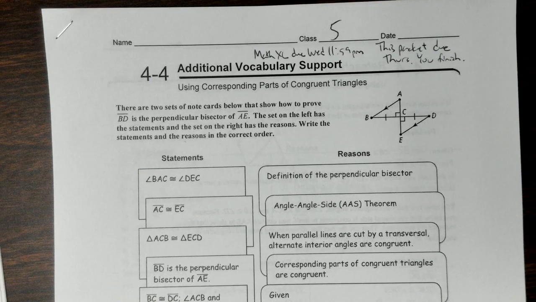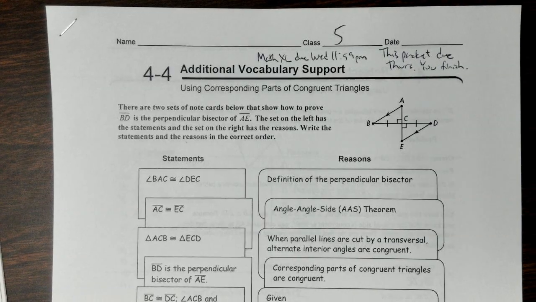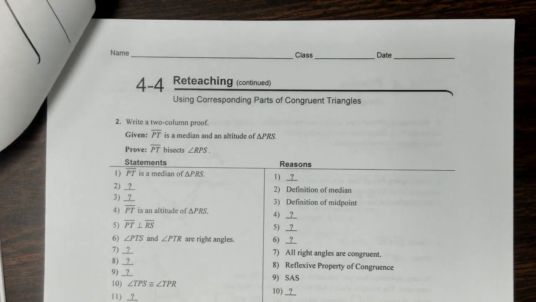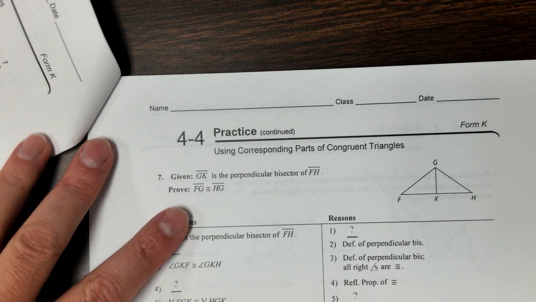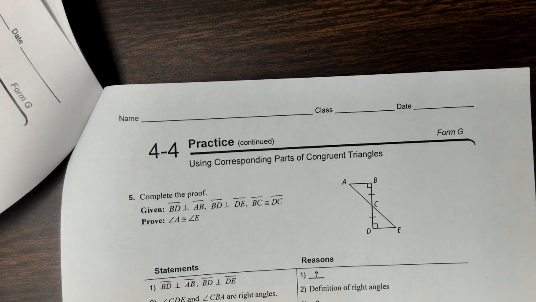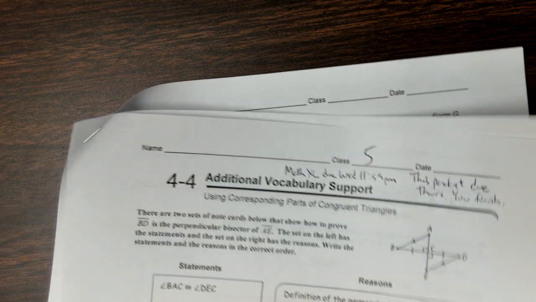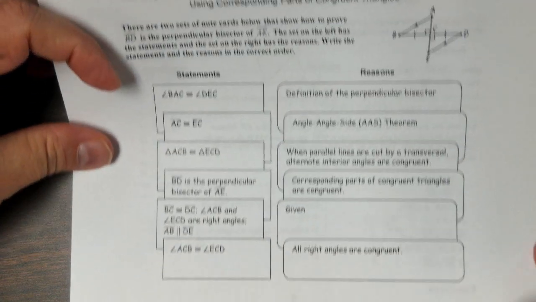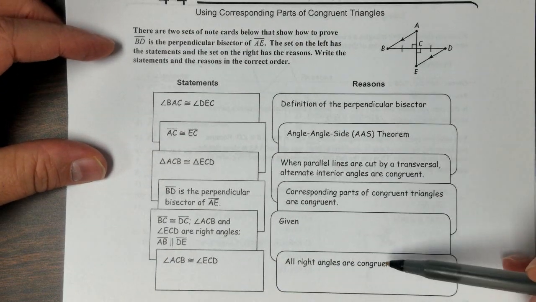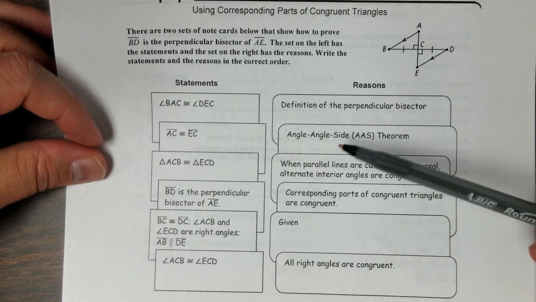So, in other words, we're going to do the vocab support and the reteaching together, and we're going to probably do K together, but then you do the G. So I kept it all one stapled packet just to make it simple, but we're going to do what we normally do together, and then you finish it. Okay, so on this one, first off, these are your note cards with the statements and reasons.